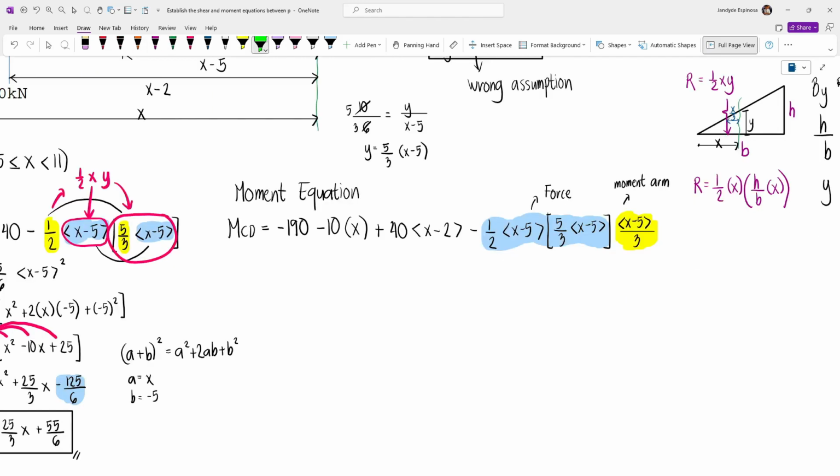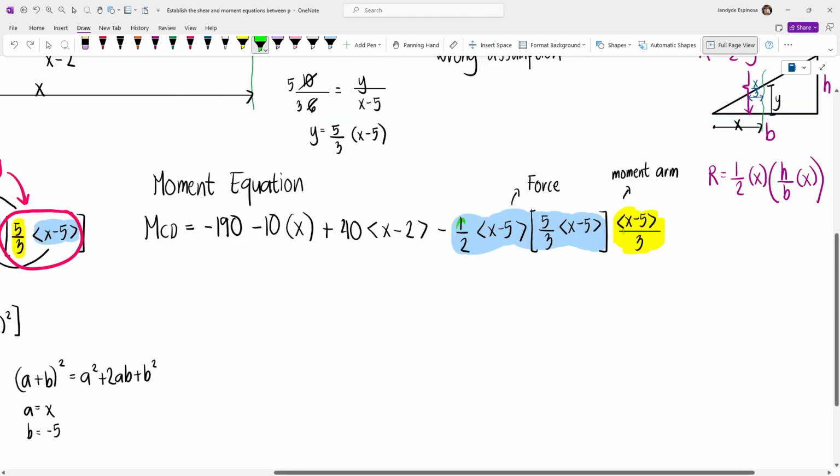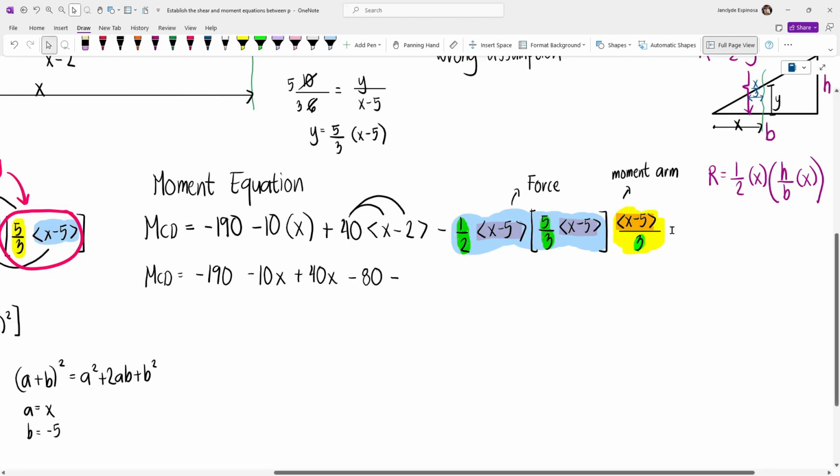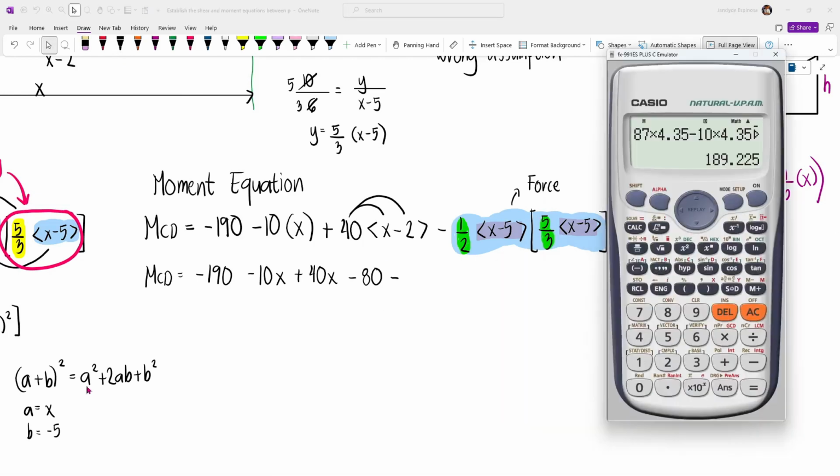Now, to simplify this equation, we can first join the like terms. So this is a constant term, and also this one, and also this one, in which the value of this is 1/3. And then we can join X minus 5, this one and this one. So MCD will be minus 190 minus 10X. And then distributing this one, we have plus 40X, and then minus 80, 40 times negative 2. And then we have 1/2 times 5/3 times 1/3. That's going to give us 5 over 18.